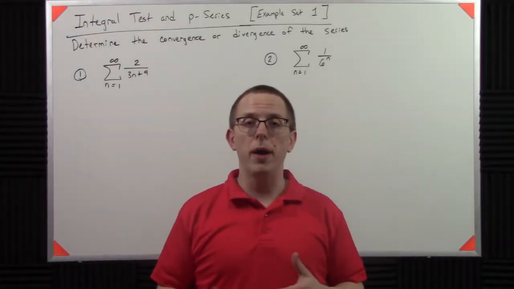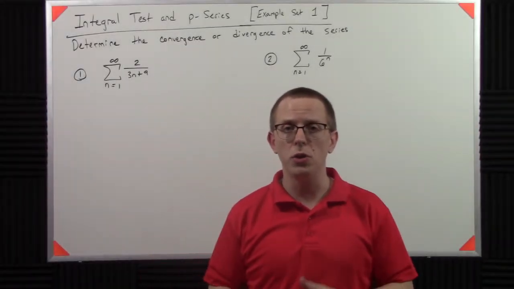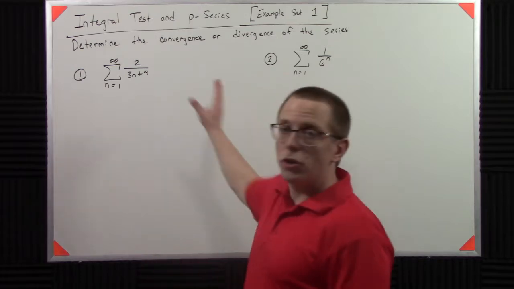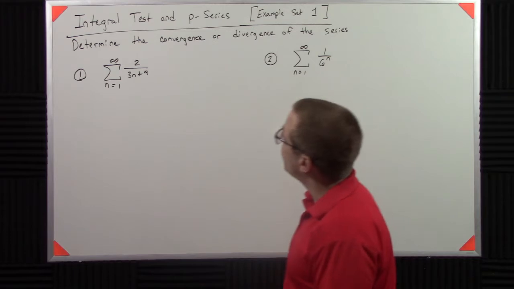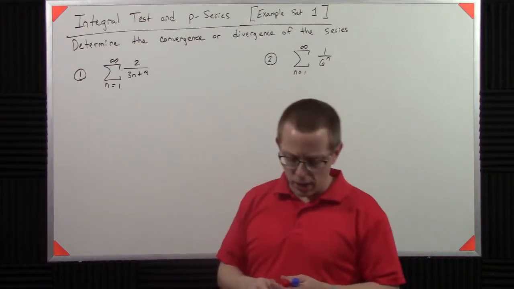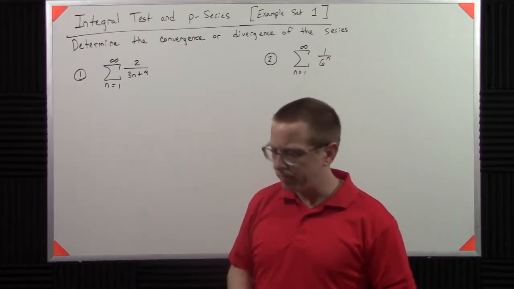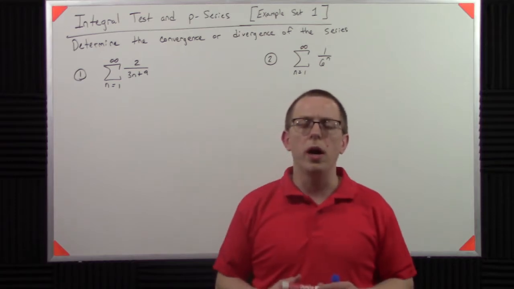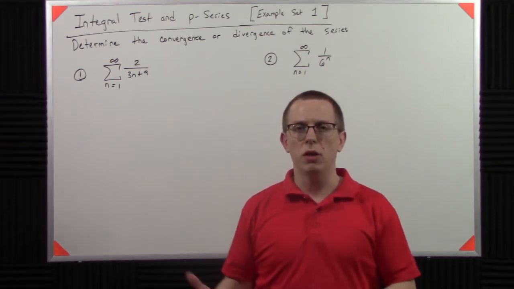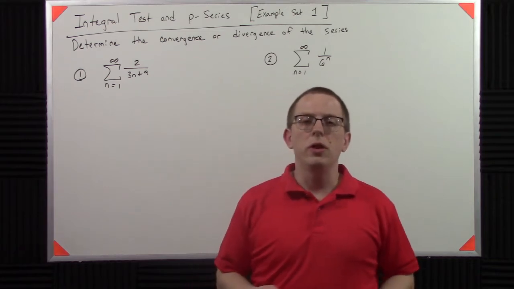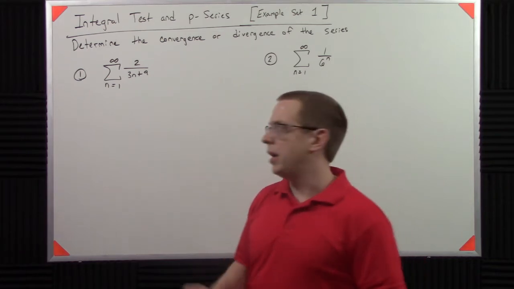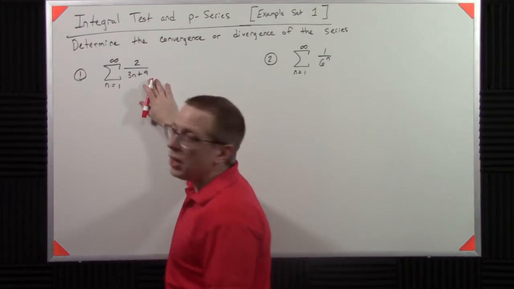Let's put what we learned about the integral test and p-series to use here, and let's try to determine convergence and divergence of a series. So the first one, we have 2 over 3n plus 9. So what we want to do is we say, okay, how do I determine if this is a convergent or divergent series? Well, the easy thing to try is the nth term test.